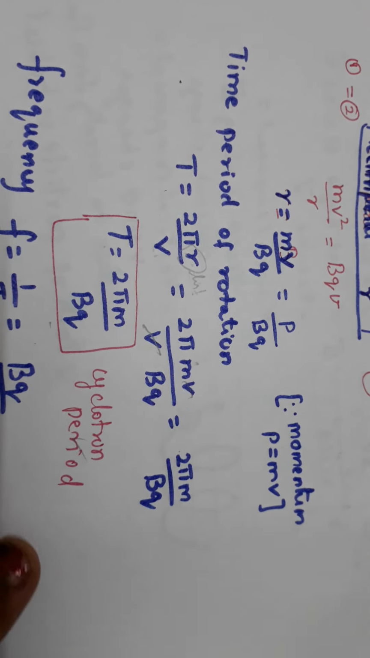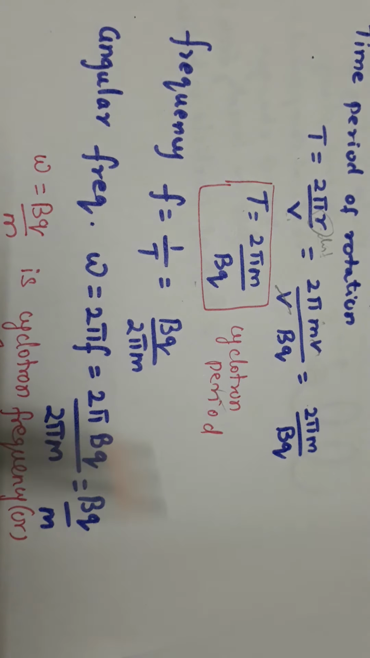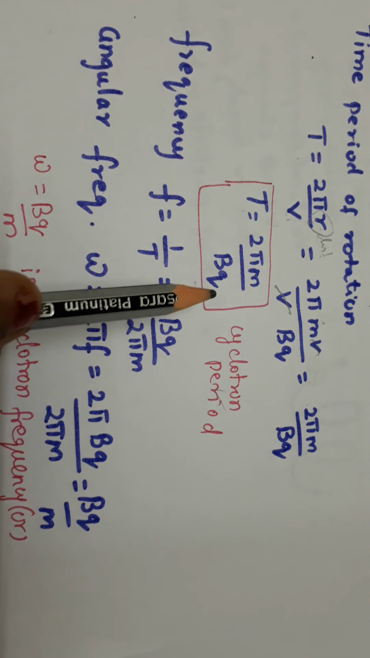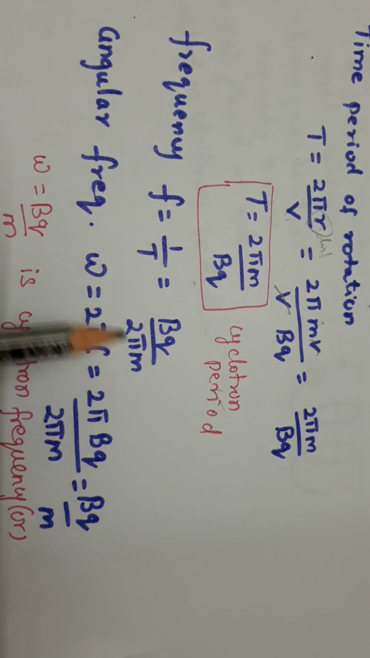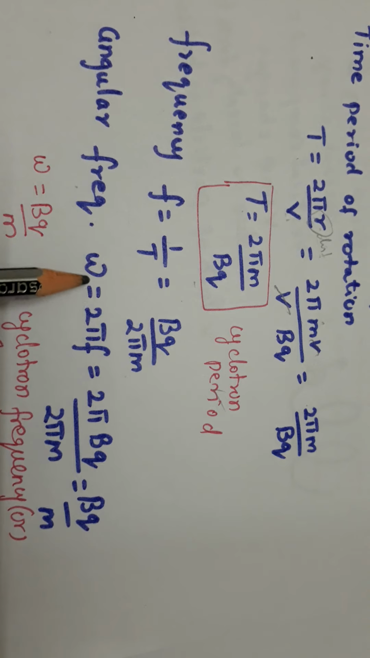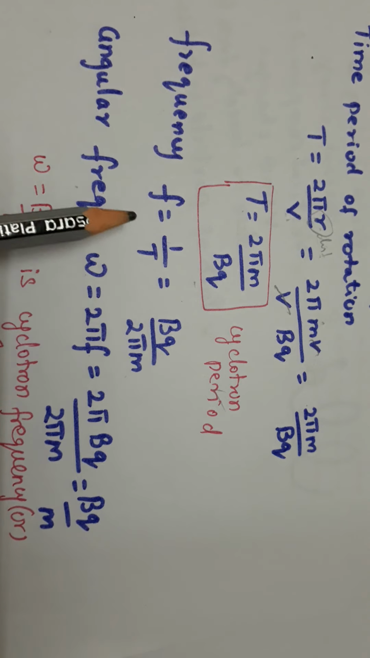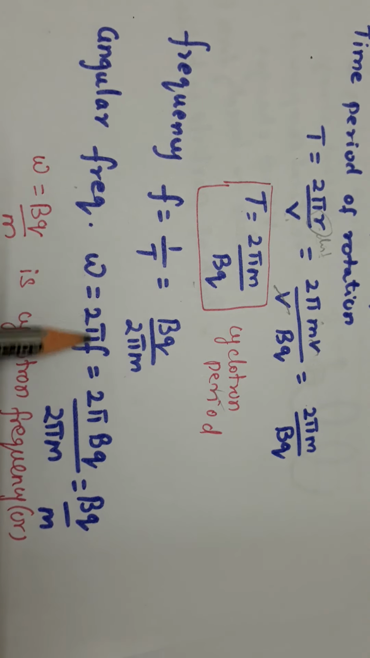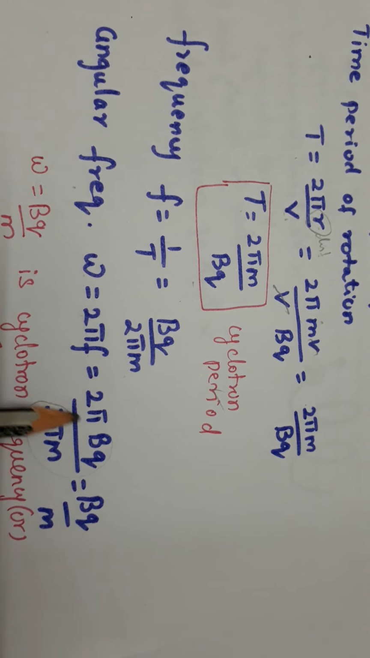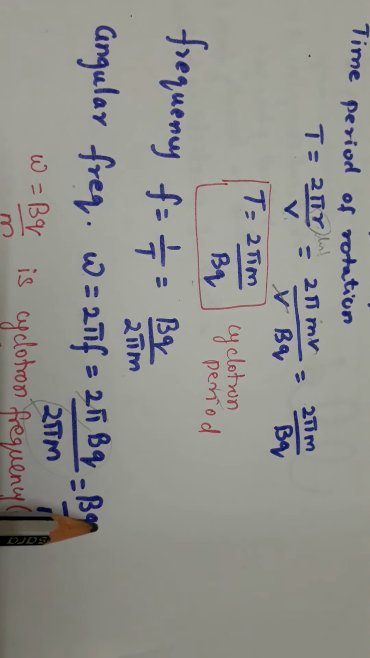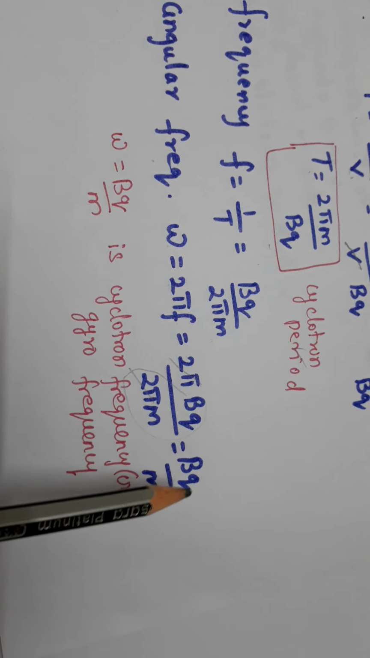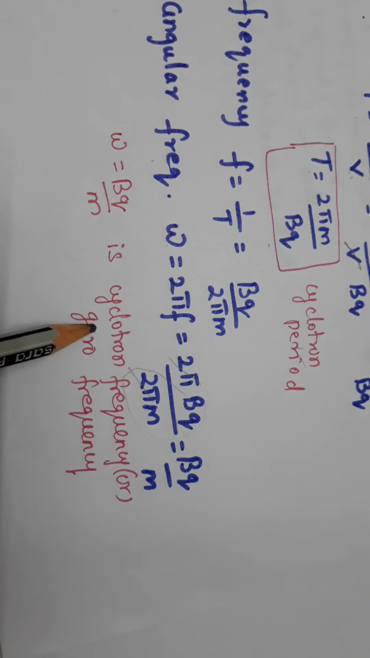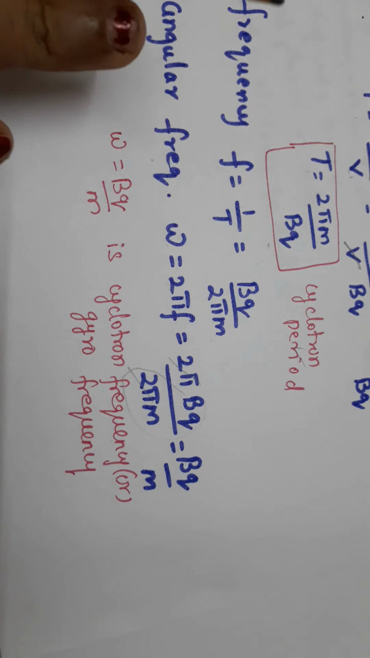What is frequency? That is the reciprocal of time period, right? So if you take the reciprocal, frequency is equal to bq by 2 pi m. If you want to find the angular frequency, omega is 2 pi f. You can substitute 2 pi and f is bq by 2 pi m. You cancel these two, you will get bq by m, right? This bq by m, the angular frequency, we call the cyclotron frequency or the gyro frequency, right children?